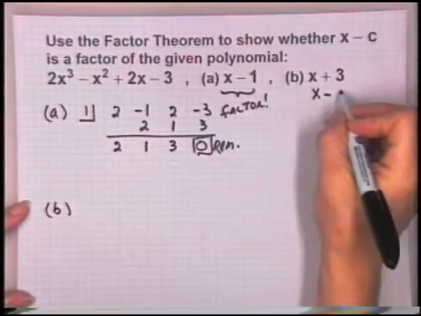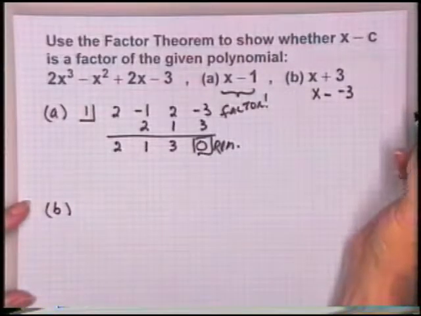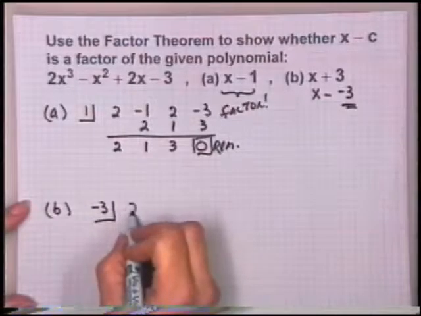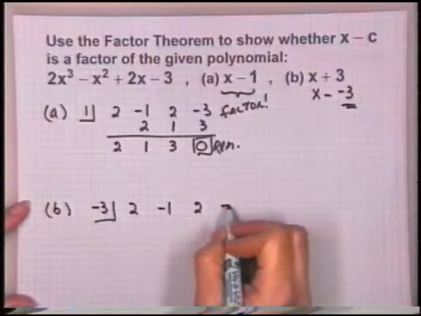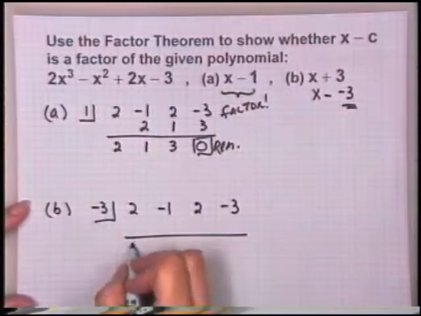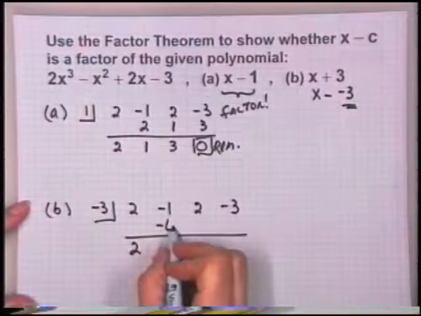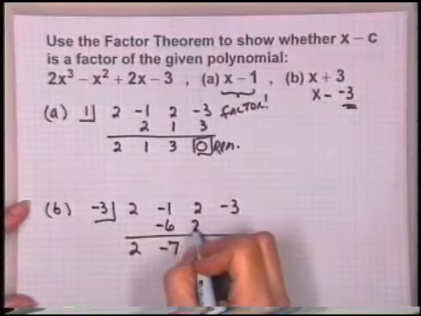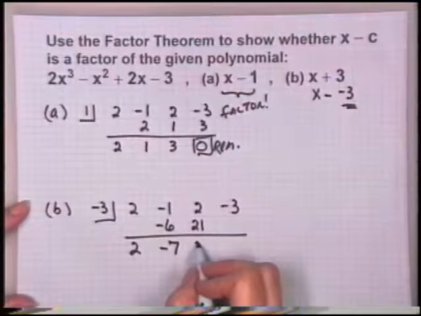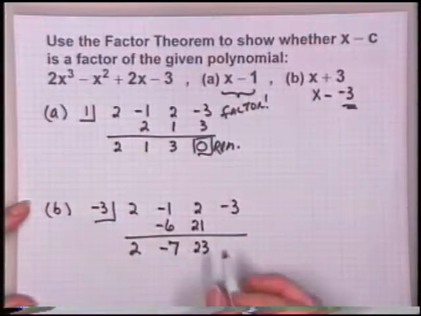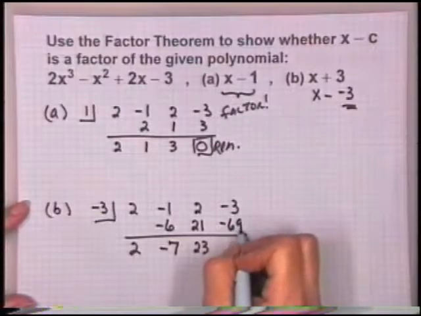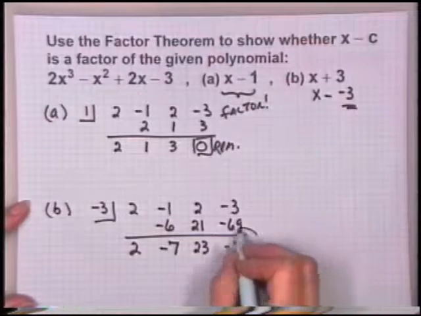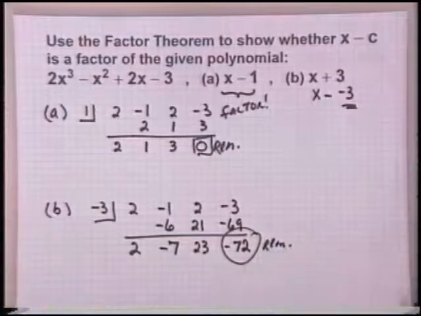Now be careful. X minus -3 is the same thing as x plus 3. So my c is a -3, isn't it? Let's put down our -3, 2, -1, 2, and -3. Okay? Bring down your 2. Multiplying, you get -6. Adding, we get a -7. Multiplying, it's a positive 21. Adding, I get 23. Multiplying, I get a -69. And adding here, I get a what? -72. This is my remainder.